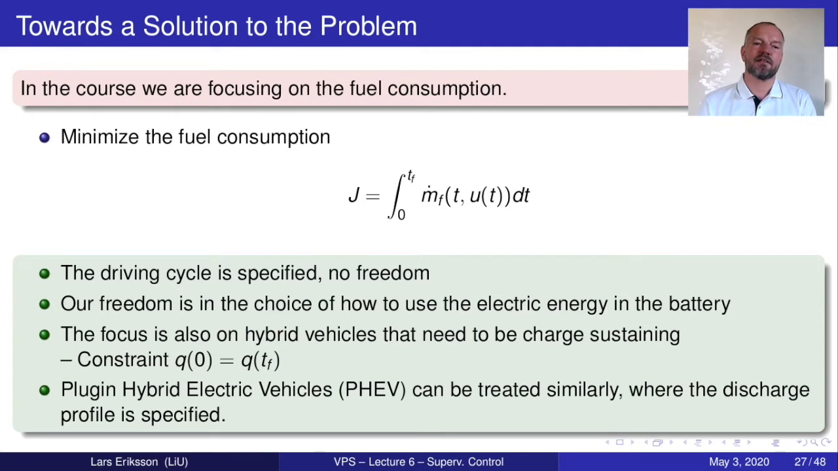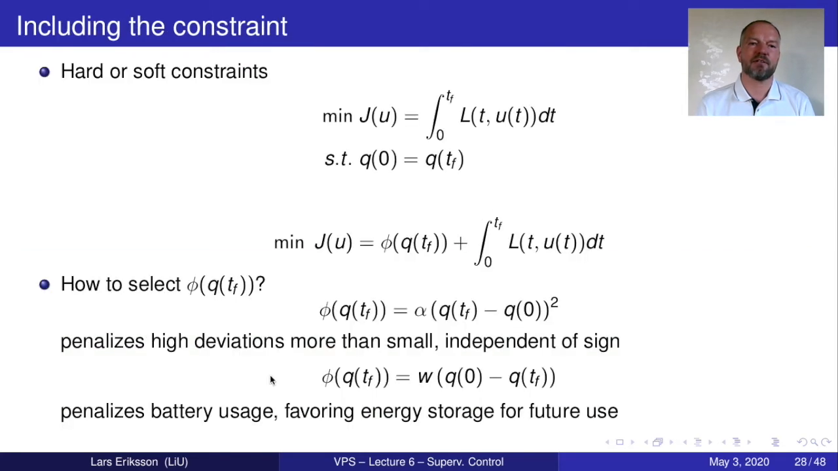But the interesting thing is that the plug-in hybrid electric vehicles can be treated similarly, where we have a discharge profile specified. So it's not that it's only one value, but we're specifying how the discharge should progress while we're driving. This constraint now can be included in different ways. Either we can have it as a hard constraint as we're having it here, or we can place a penalty factor. So for example, say that we would like to have this state of charge at the end equal to Q0. Then if we put a high penalty parameter here, we will squish these together. However, this penalizes high deviations more than small, and the deviation is also penalized independently of sign.